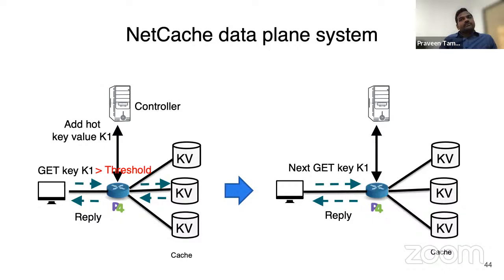By doing so, one thing is that P4 data planes are much faster, so you could improve the throughput in terms of queries per second, and also the latency would go down significantly. So this is the key idea of NetCache, using the switch as a cache. That is also the term they use: NetCache.